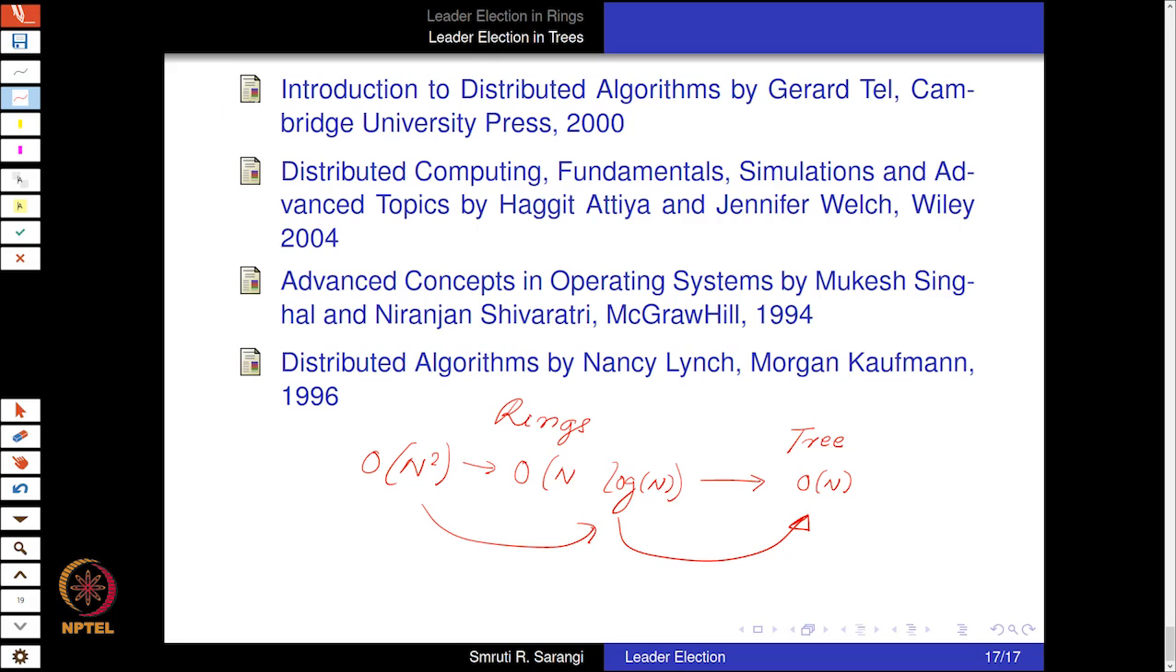So these are a few references. These are some very popular books on distributed algorithms. They do have a lot of such distributed algorithms.